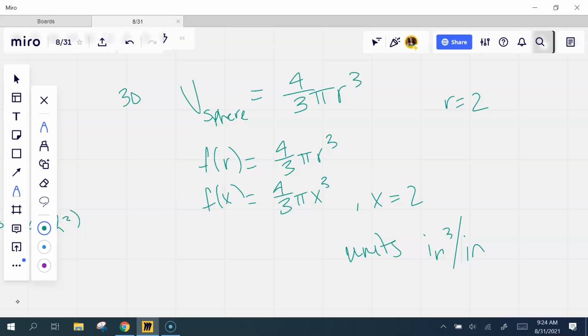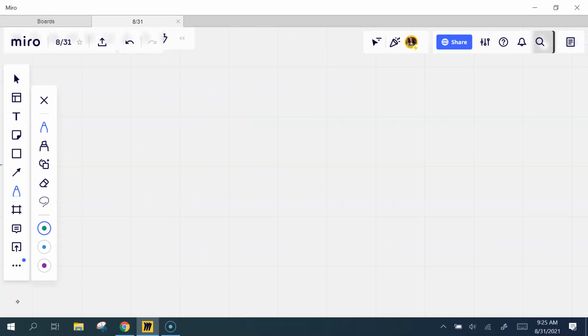There's 2 more I want you to think through. I don't want you to go on your homework and be completely lost. This is difference quotient again. 32. I know, I'm sorry. I know this is boring. I can feel it. I feel like I'm being monotonous.